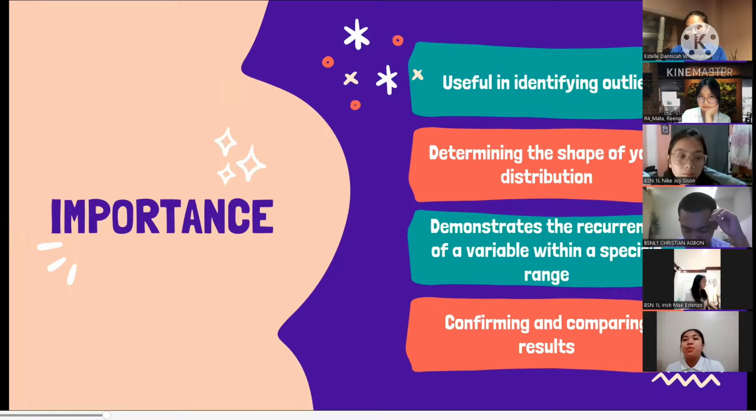Histogram is also useful in identifying the, what do we call this one? Outliers. And then also it helps in determining the shapes of your distribution. Furthermore, it demonstrates the reoccurrence of variable within a specific range. And most importantly, it helps in confirming and comparing of results. Now, for more details, we have Ms. Estenzo.